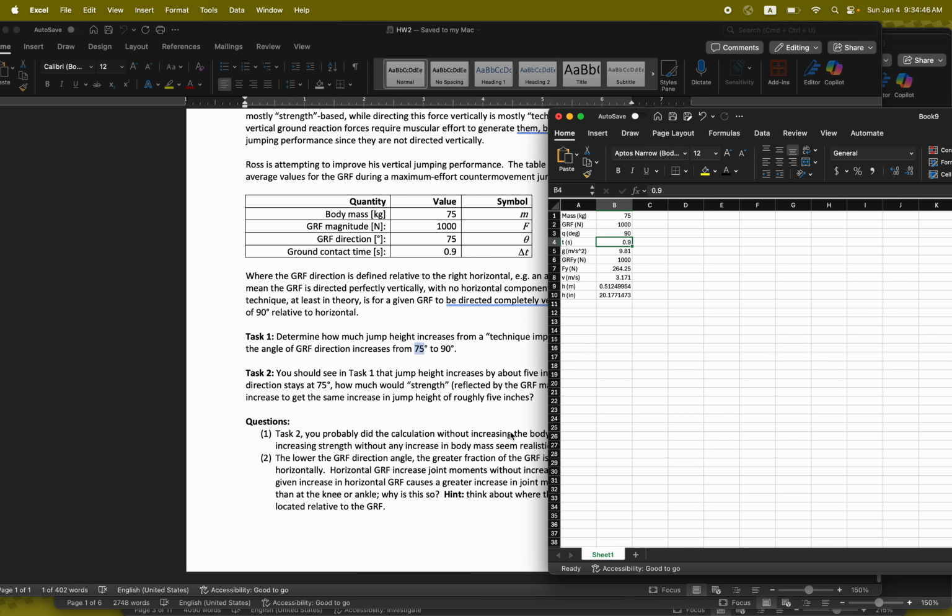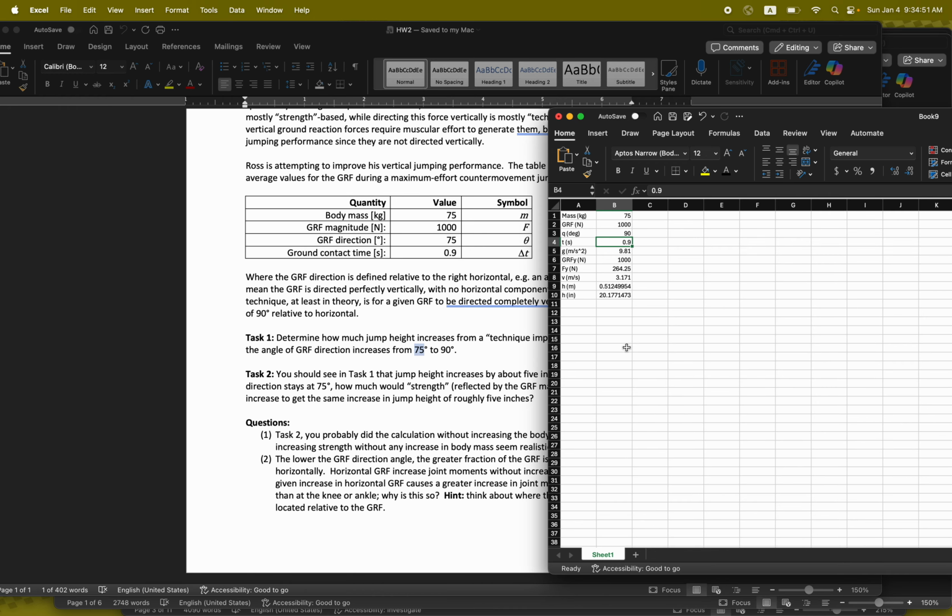Okay, another calculation it'll ask you to make here is, suppose I left this at 75 degrees, and now I'm back to jumping only 15 inches. How much would I have to increase my strength, reflected here by an increase in my vertical ground reaction force that I can produce, to jump that high to go from 15 to about 20 inches? How much bigger do I have to make my ground reaction force here to get that much of an increase in jump height? Right? So then you can play around with it.